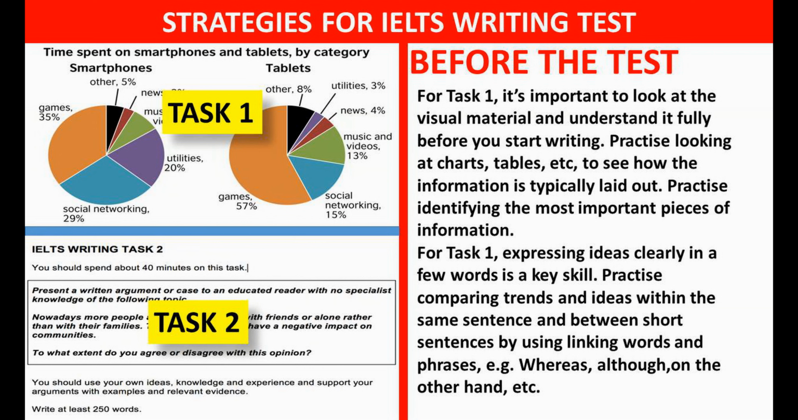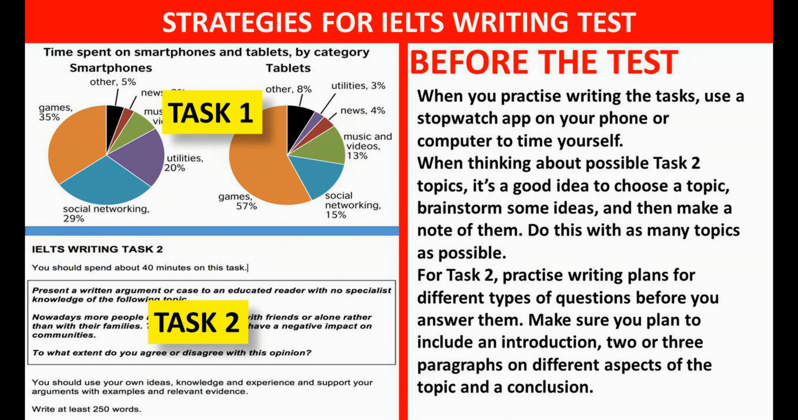For task 1, expressing ideas clearly in a few words is a key skill. Practice comparing trends and ideas within the same sentence and between short sentences by using linking words and phrases, e.g. whereas, although, on the other hand, etc. When you practice writing the tasks, use a stopwatch app on your phone or computer to time yourself.